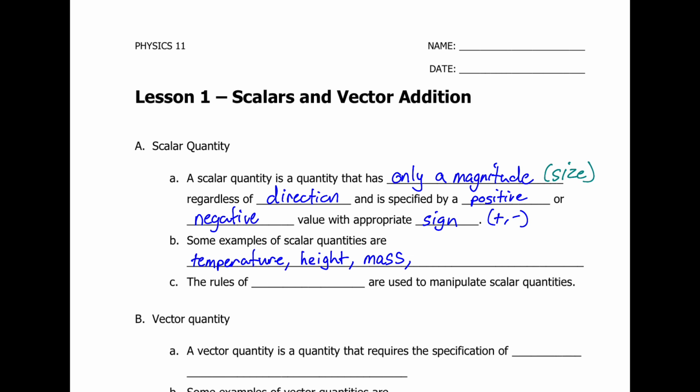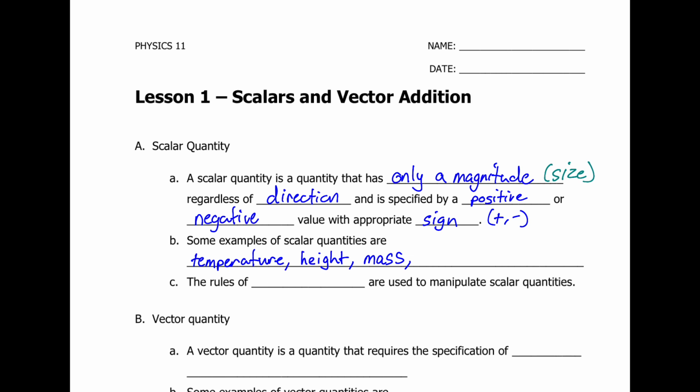If I say a direction after this measurement, would it sound stupid? I wouldn't say there's an 80 kilogram up. What does that mean? Or 17 pounds left. Well, that doesn't mean anything, right? So if you can't put a direction after that word, it's a scalar. If that will sound dumb, it's probably a scalar.